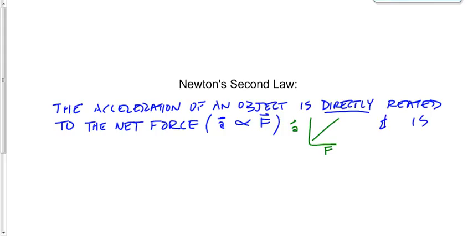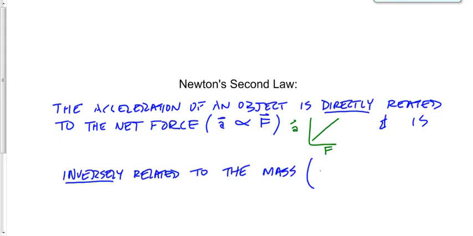But it's also inversely related to, what's the word I'm looking for here to fill in the blank? Yep, the mass. It's inversely related to the mass. If you write that out as an expression, it looks like this. A is proportional to 1 over m. And if we were to plot a graph of that, A versus m, instead of A versus F, it would look like this.